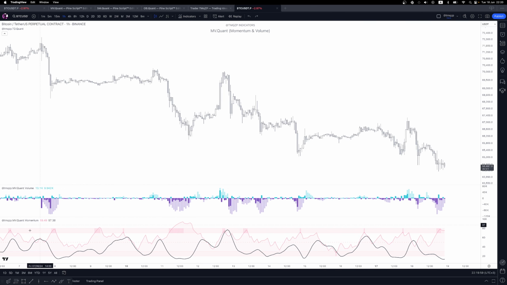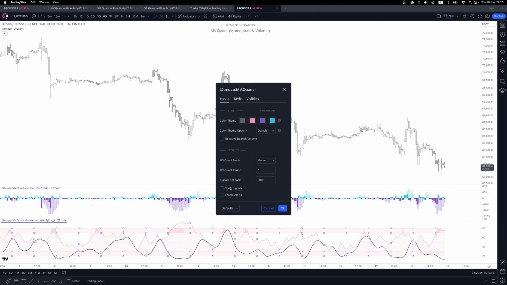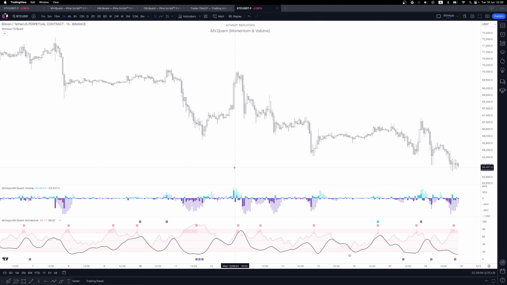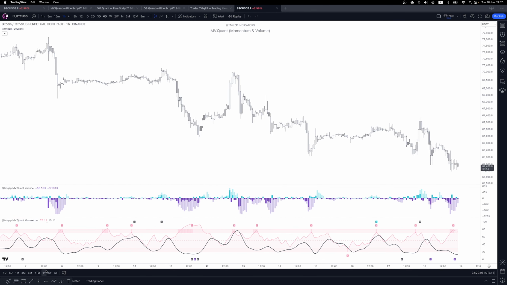And if we activate the signals, you can see that these are highlighted by a little S symbol, which stands for shift in momentum. You can have them as a high shift in momentum or a low shift in momentum. So the high shifts in momentum tend to be correlated with reversals, and the low shifts in momentum tend to be more around consolidation and breakouts.